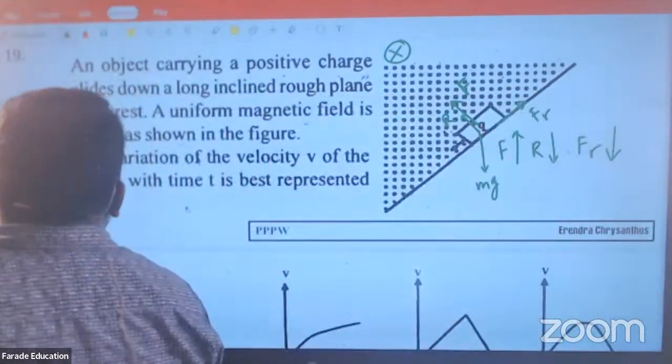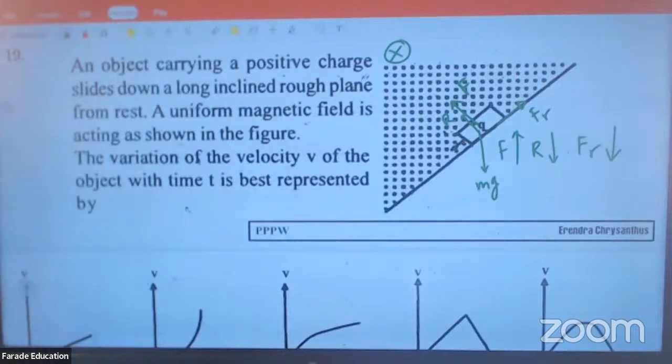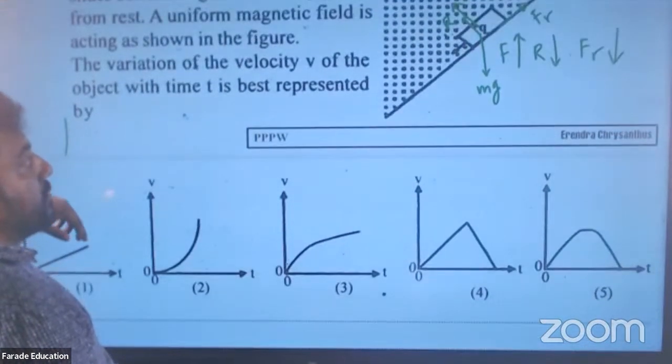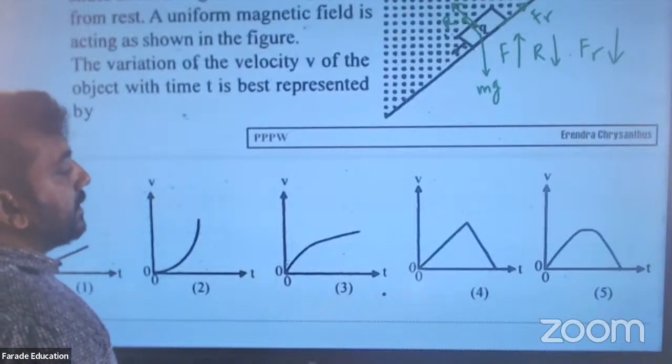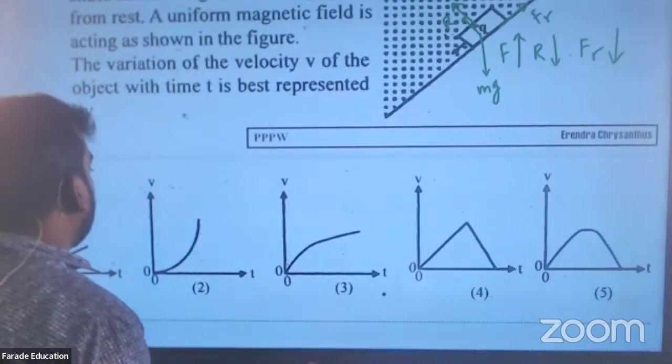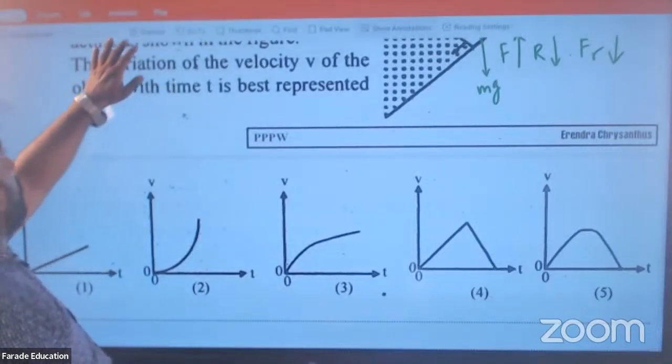Friction also will reduce. Understood? When friction reduces, what can you say? Resultant force will increase. Resultant force will increase means, look at the board carefully.